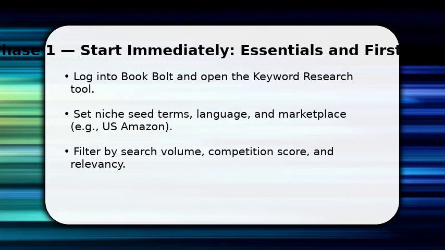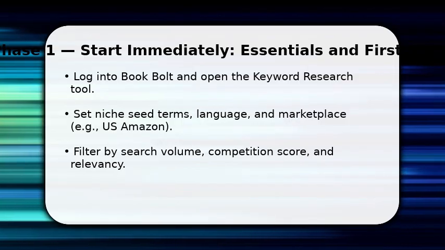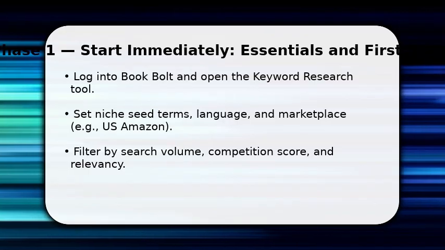You log into BookBolt and head straight to keyword research. This saves time. Enter 1 to 3 seed terms relevant to your niche, then choose the marketplace and language. Once done, apply filters for minimum search volume and maximum competition to focus results. Make sure to toggle relevancy sorting so top matches appear first.